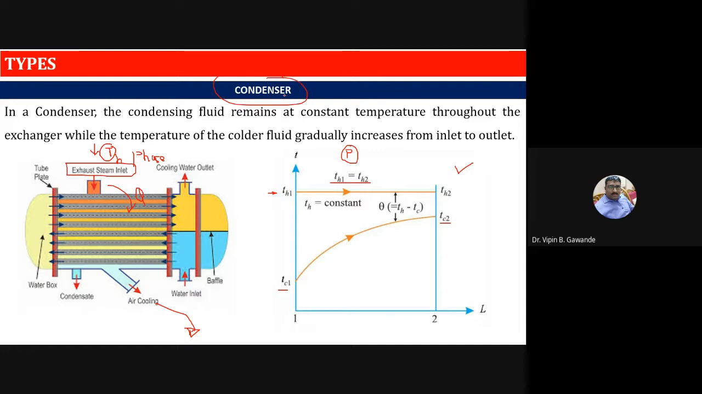These graphs are very important, because whenever they give an example related to the condenser, we have to draw these graphs. So always remember, in the condenser the steam changes its phase, and the phase change process always occurs at constant temperature. That's why TH1 will remain equal to TH2. So this is the horizontal graph in the case of the condenser. While the cold fluid increases its temperature, so TC1 goes to TC2, the higher temperature for the cold fluid. Okay, so this is for the condenser.